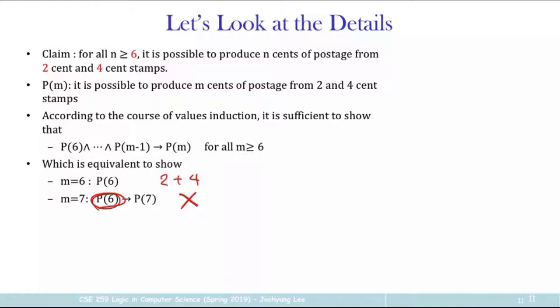Are we together? This is a bit tricky, okay, but hopefully you can understand, because one of the former problems is about the postage problem. So this is the failing case.